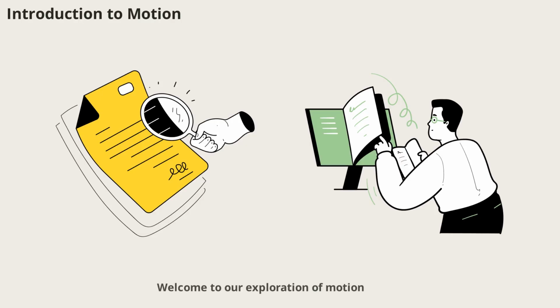Welcome to our exploration of motion, a fundamental concept in physics that describes how objects move from one place to another. Motion is all around us, from a car driving down the street to the planets orbiting the sun. In this chapter, we'll break down what motion really means, how we describe it, and why it's so important in understanding the world. We'll cover key terms, real-life examples, and the science behind how things move. By the end, you'll have a solid grasp of motion and its many forms. Let's start our journey into the fascinating world of movement.